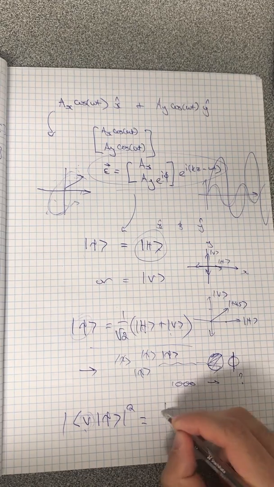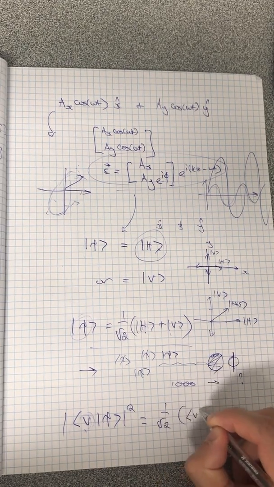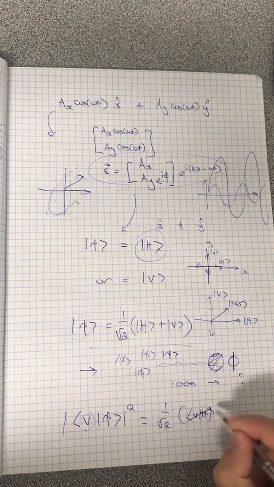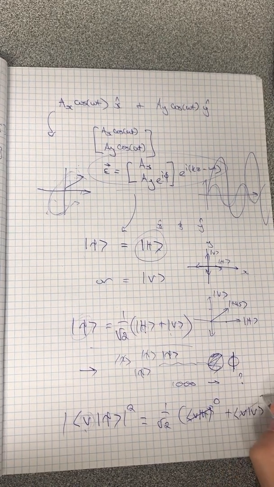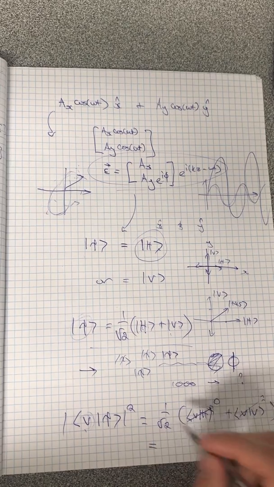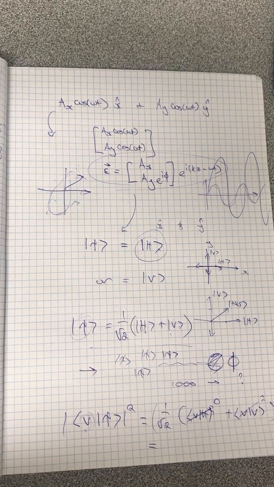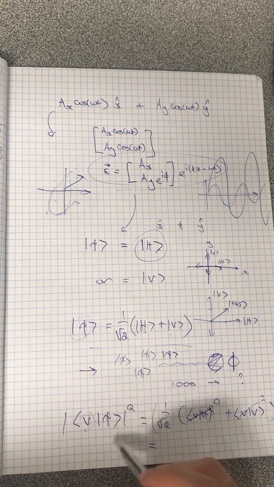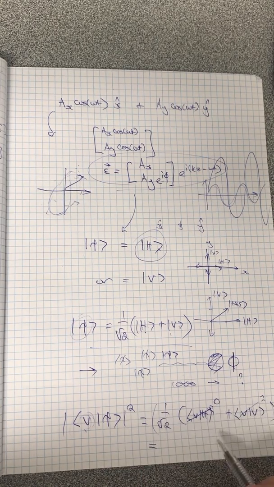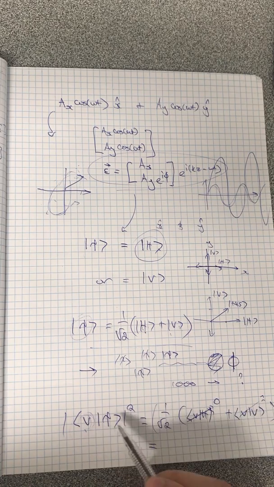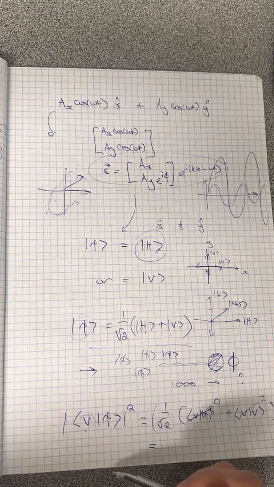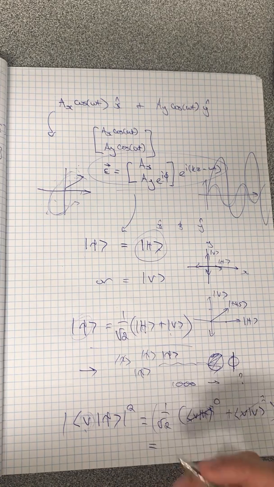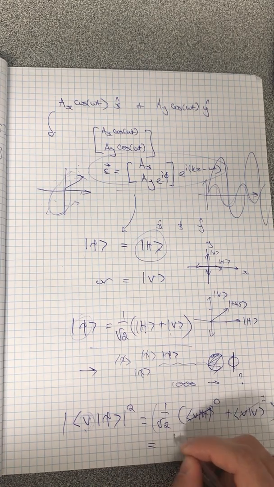So then I go 1/√2 ⟨V|H⟩. These are orthogonal, so that's just 0. Plus ⟨V|V⟩, that's 1. And then taking the square. And remember, this is a modulus squared. We don't have any complex components, so it's the same as squared in this case. But it's not just squared, it's absolute value squared, which means times the complex conjugate. So I get a half.